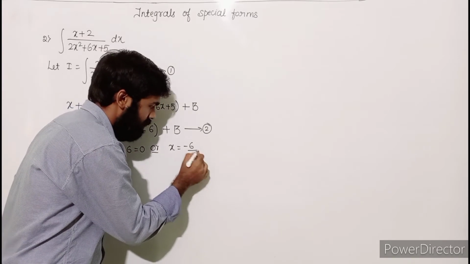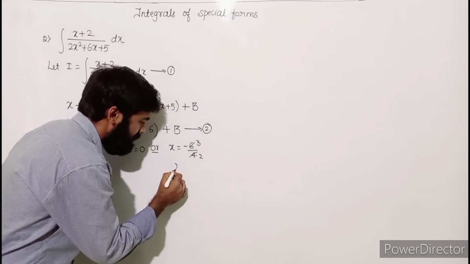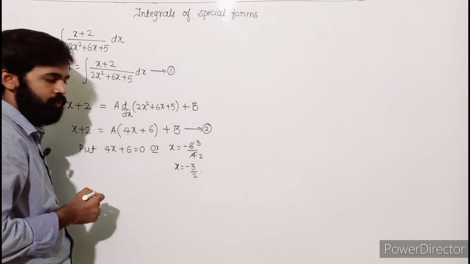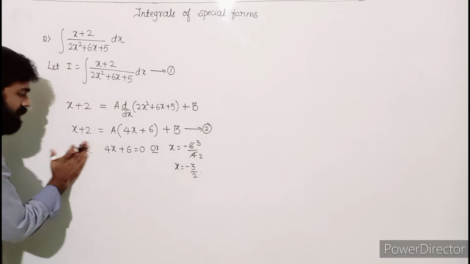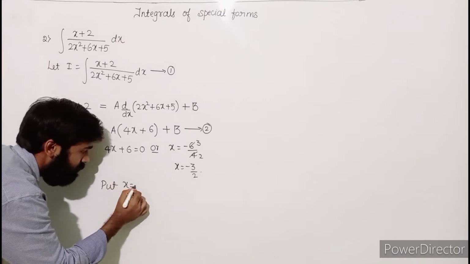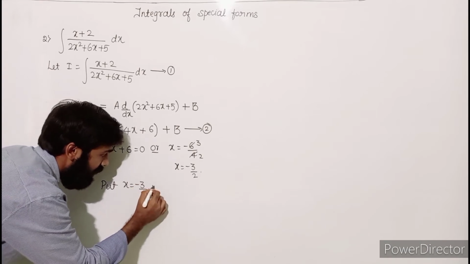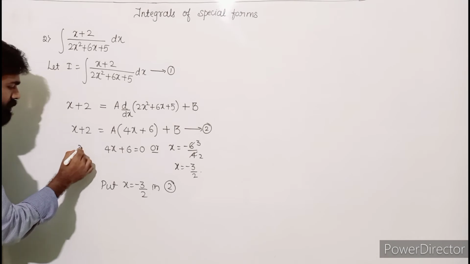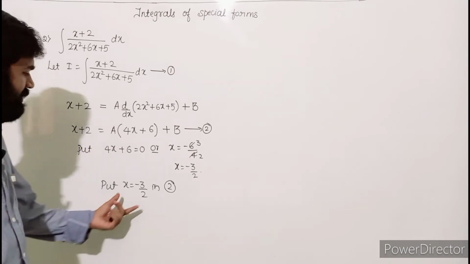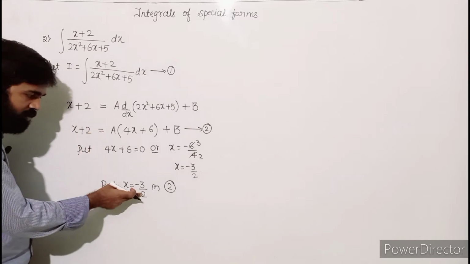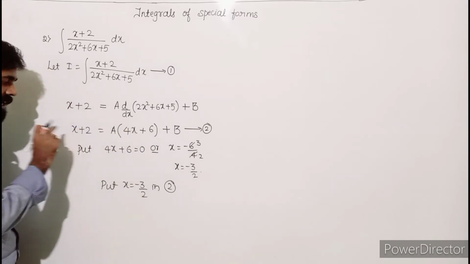Now 2 2s are 2, 3s are 3. It's like substituting x equals minus 3 by 2. Right. So I'll just write it here. Now put this x equals minus 3 by 2 in the equation 2. Right. Put x equals minus 3 by 2 in the equation 2. So if you substitute x equals minus 3 by 2 in the equation 2, let's see what happens.